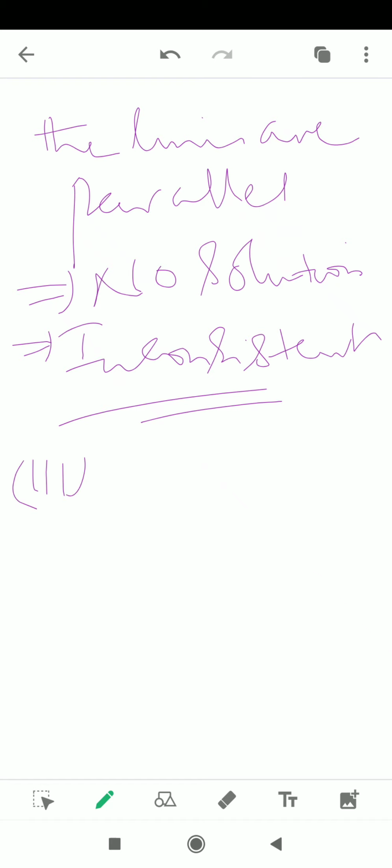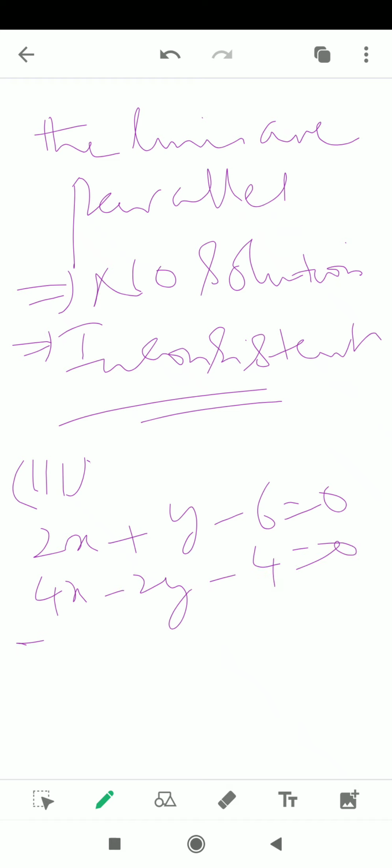What is problem 3 here? Problem 3 is given as 2x plus y minus 6 is equal to 0 and 4x minus 2y minus 4 is equal to 0. Okay, so what does it mean? 2x plus y minus 6 is equal to 0 and 4x minus 2y minus 4 is equal to 0.